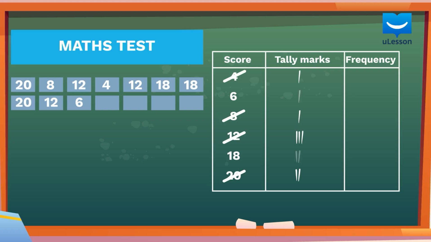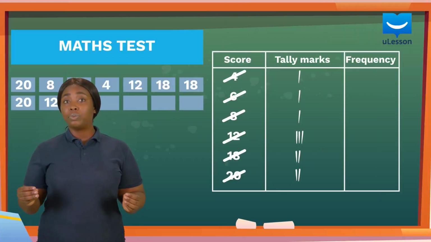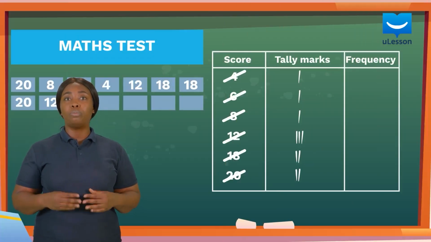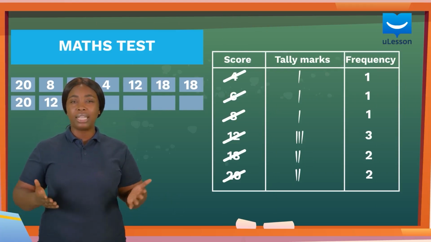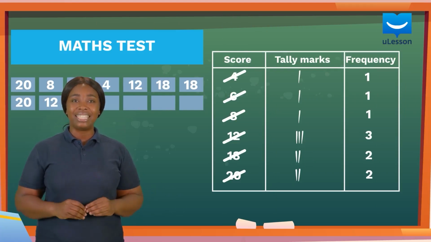We do this for the remaining observations in the data set. This reduces the possibility of making errors. We then count the tally marks to know the number of times a score occurs. Now that we've taken all tally marks, which should be equal to the number of observations, we can easily know how many times each observation occurs in the data set.